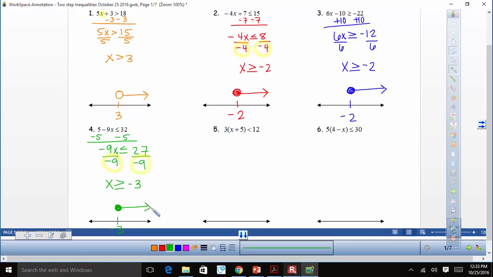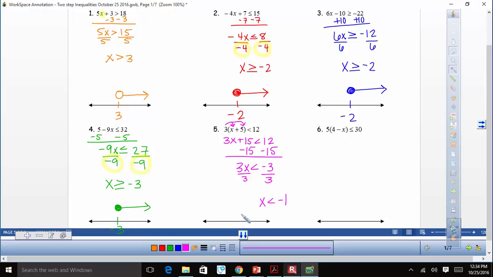Okay, Samantha, for number 5, what would you do first there? Distribute. Very good. So we take 3 and we distribute that to both things. So we get 3x plus 15 is greater than 12. Okay. Chris, what would you do first to get x by itself? Subtract 15 from both sides. That would give me 3x is less than negative 3. Will, what would you do to get x by itself? Divide by 3, and so x would be less than negative 1.